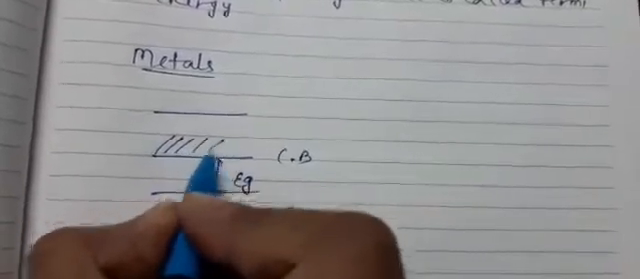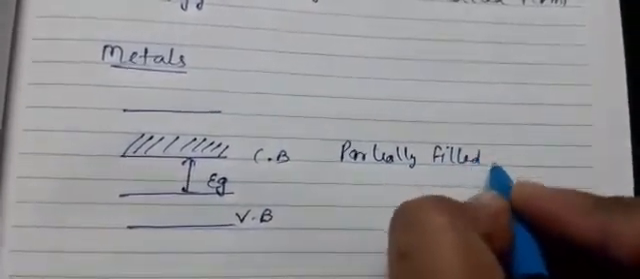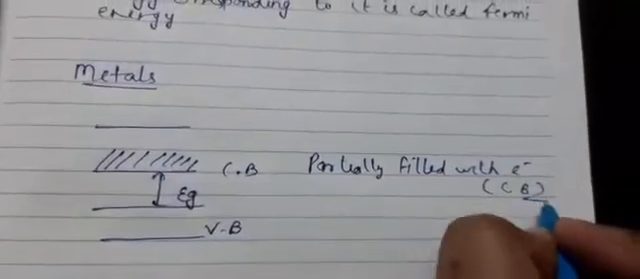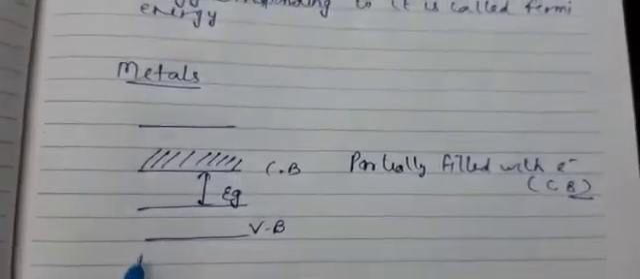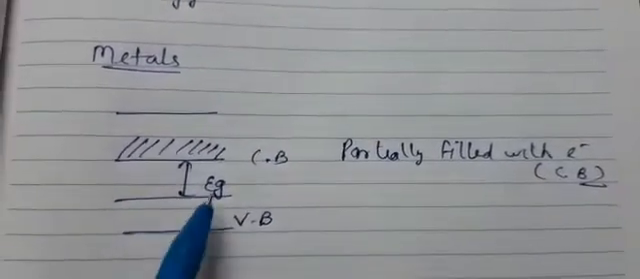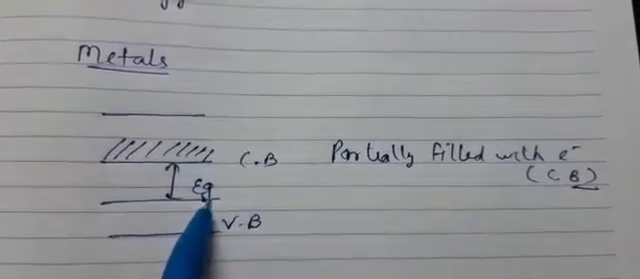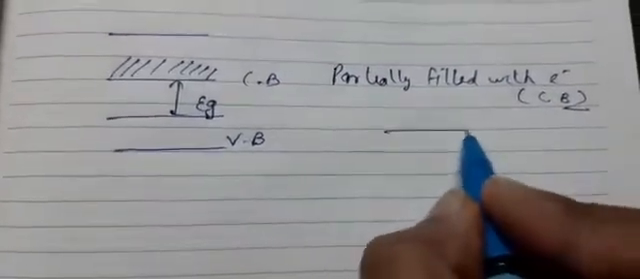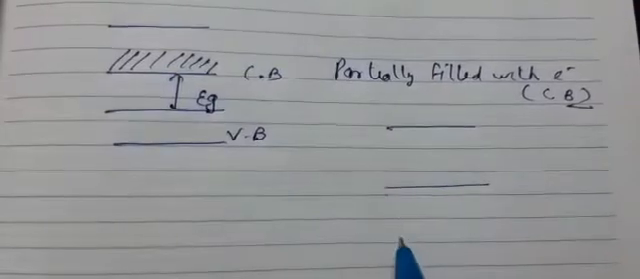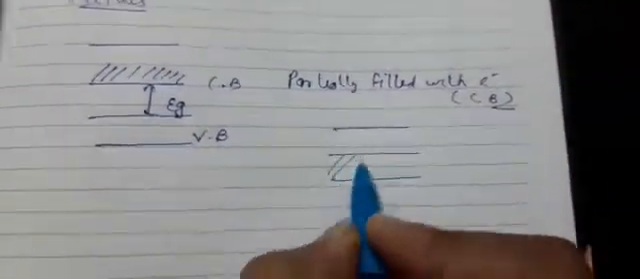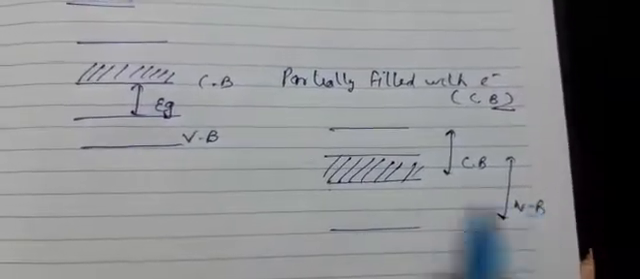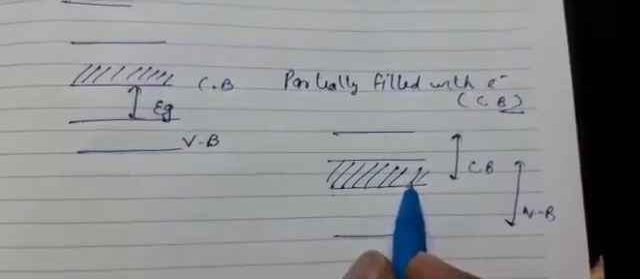In the case of metals, you can see that the conduction band is partially filled with electrons. Or the conduction band and valence band partially overlap each other, meaning there is no forbidden gap energy, no band gap energy. If we have to draw such a condition, this is the conduction band and this is the valence band, and there is an overlapping. Due to the overlapping, this small part of the conduction band is merged with the valence band, and hence there is no band gap energy.